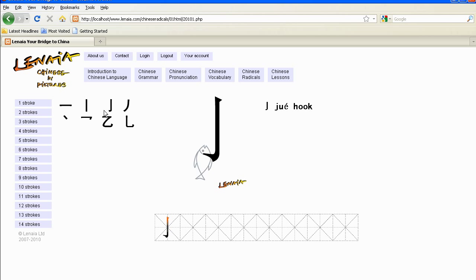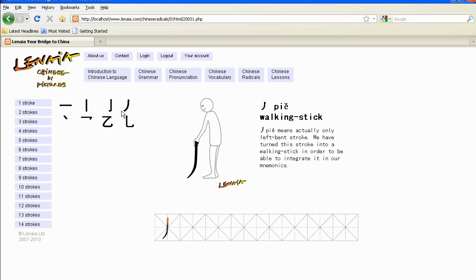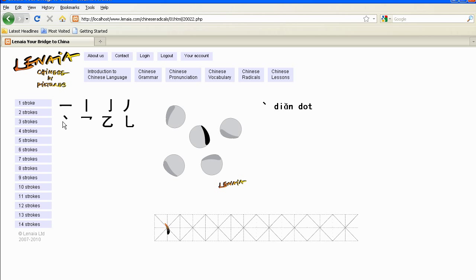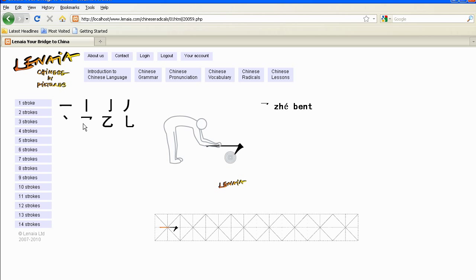A hook. A walking stick. A simple dot. Something bent, for example a bent tool.